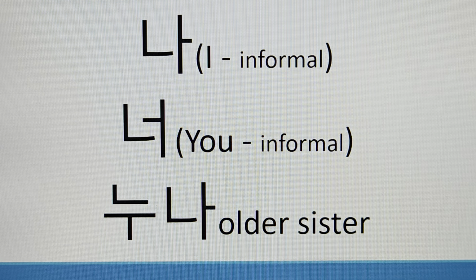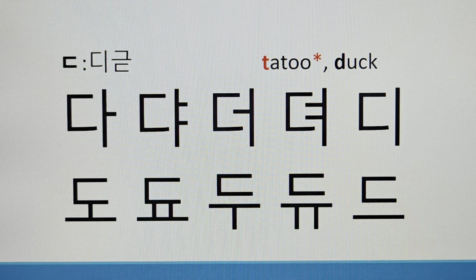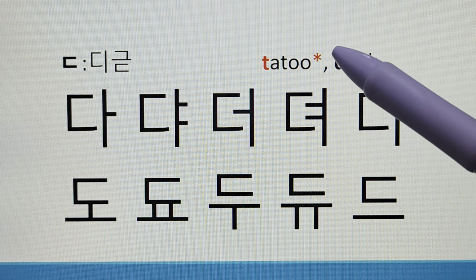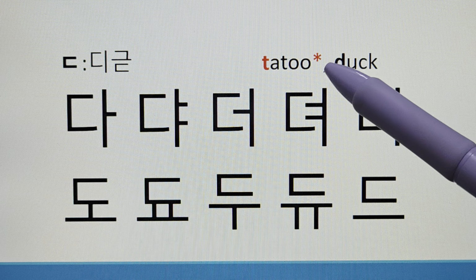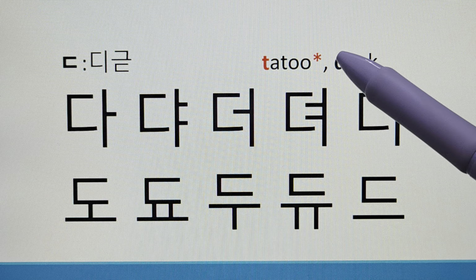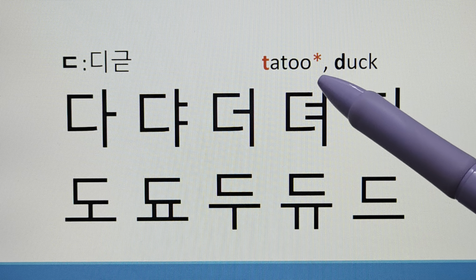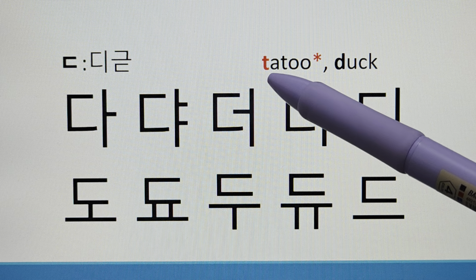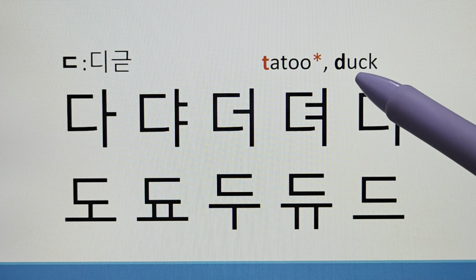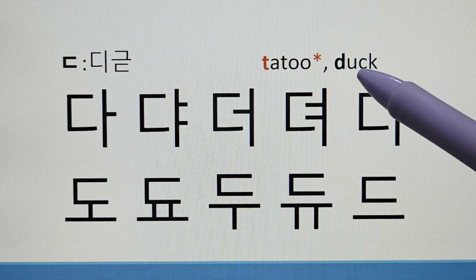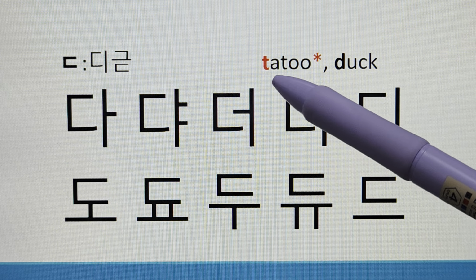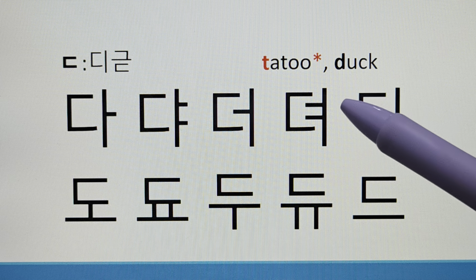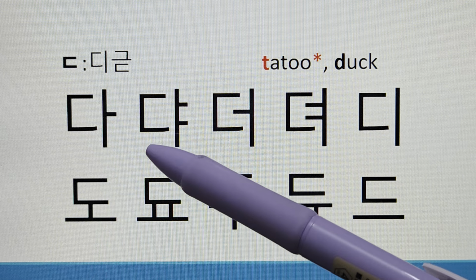Now let's go to the next consonant. This is called 디귿. And here we can also see a red star. This means that 디귿 at the beginning of a word sounds like a T in tattoo, but its original sound is the D in duck. D, t. Now let's practice some basic syllables.